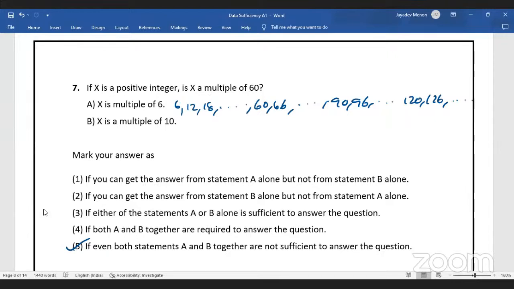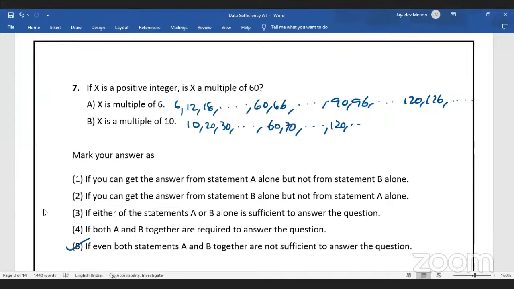Now statement B says x is a multiple of 10. X is a multiple of 10 means x can be 10, 20, 30, etc. It can be 60, 70, etc. 120, etc. So here also some numbers are multiples of 60, some numbers are not.